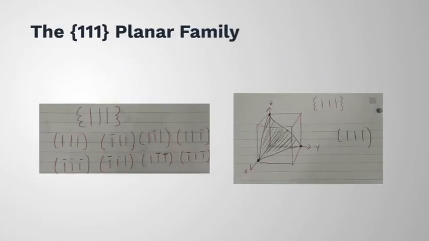For the 1 1 1 planar family, we can see that there are 8 different variations with 1 1 1, -1 1 1, 1 -1 1, 1 1 -1, -1 -1 -1, and so on. For the graph, we graphed the 1 1 1 plane. As we see, it is at each corner x equals 1, y equals 1, and z equals 1, and it creates that triangular shaped plane.